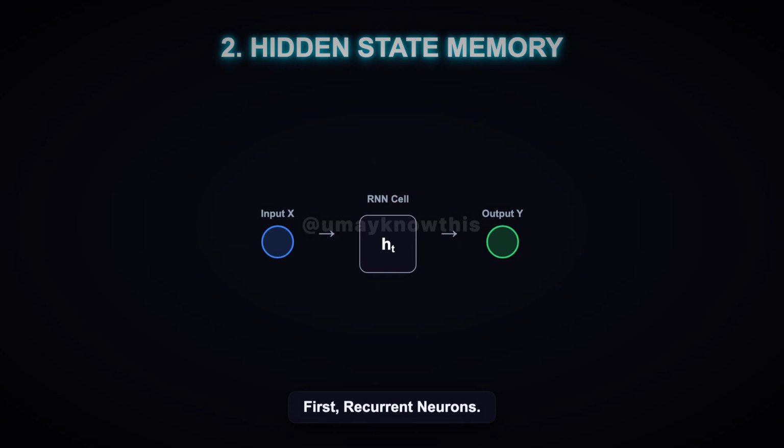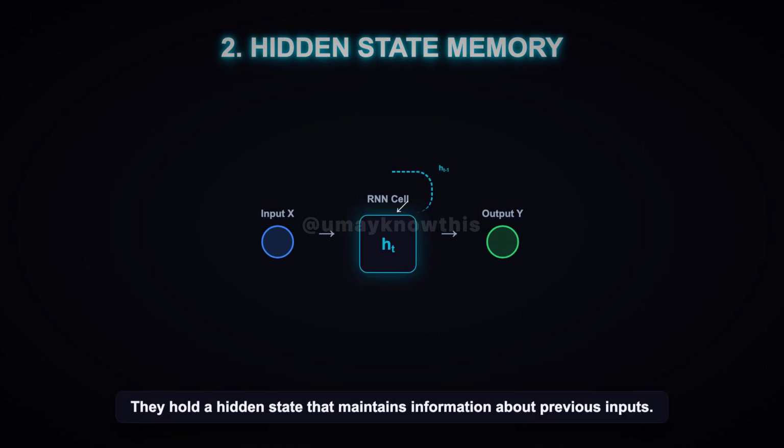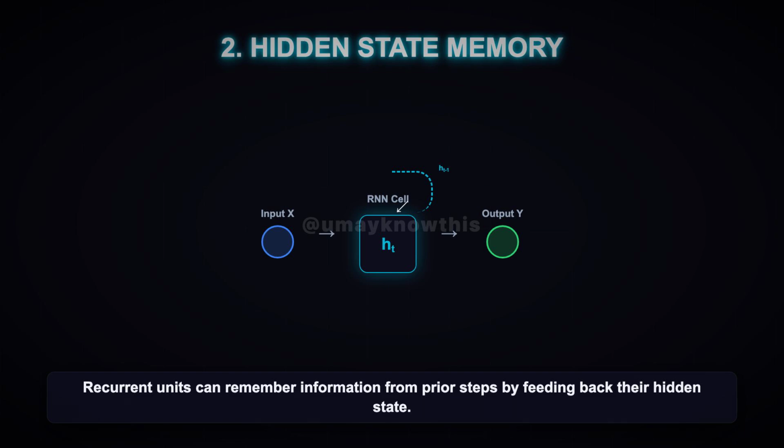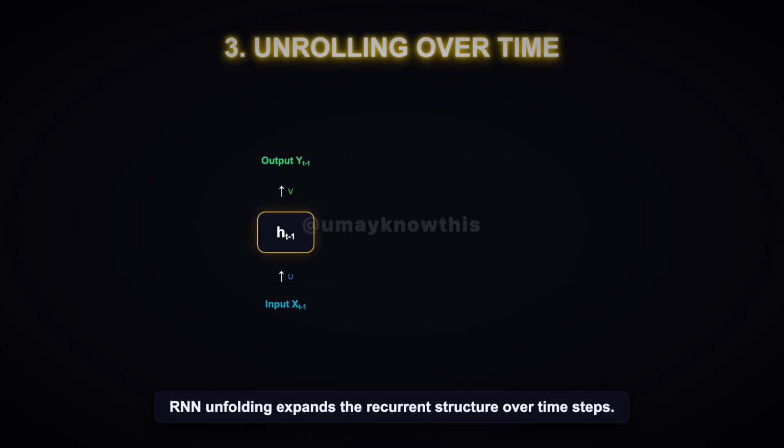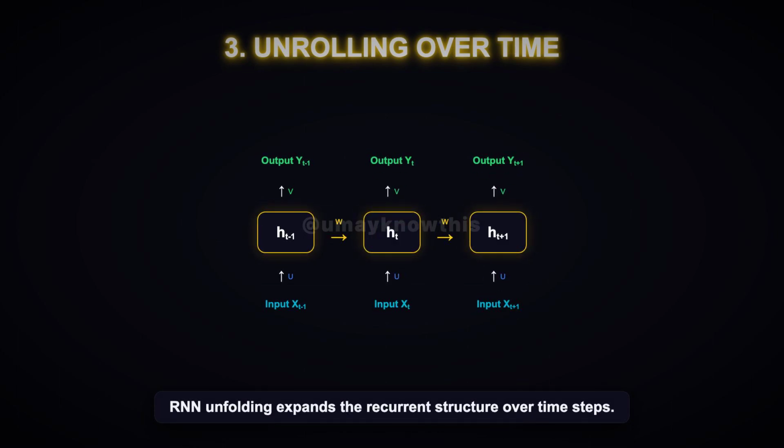First, recurrent neurons. The fundamental processing unit in RNN is a recurrent unit. They hold a hidden state that maintains information about previous inputs in a sequence. Recurrent units can remember information from prior steps by feeding back their hidden state, allowing them to capture dependencies across time.